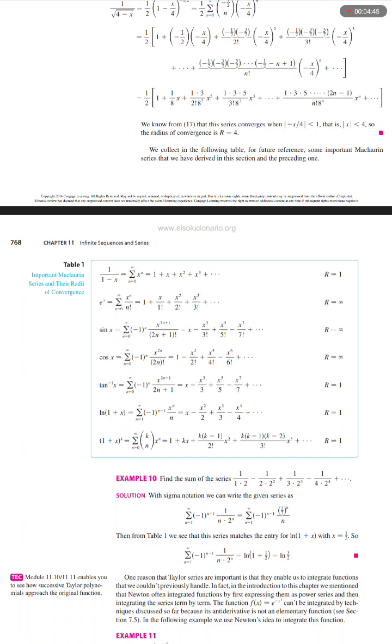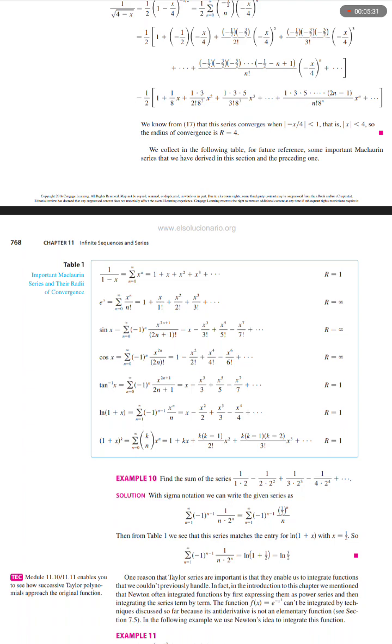1 over 1 minus x equals the sum from n equals 0 to infinity of x to the power n, equals 1 plus x plus x squared plus x cubed plus ellipsis, big R equals 1. e to the power x equals the sum from n equals 0 to infinity of x to the power n over n factorial, equals 1 plus x over 1 factorial plus x squared over 2 factorial plus x cubed over 3 factorial plus ellipsis. The radius of convergence equals infinity.